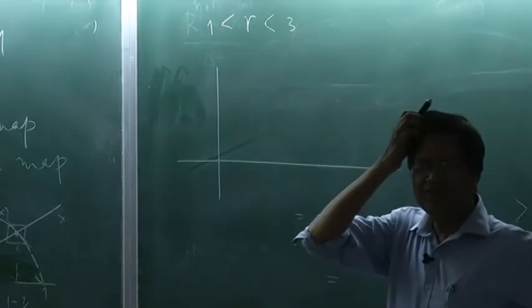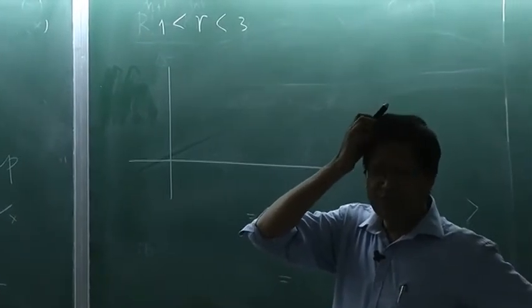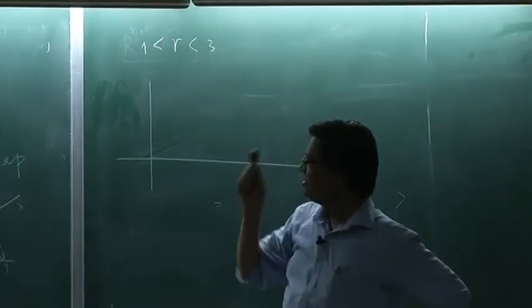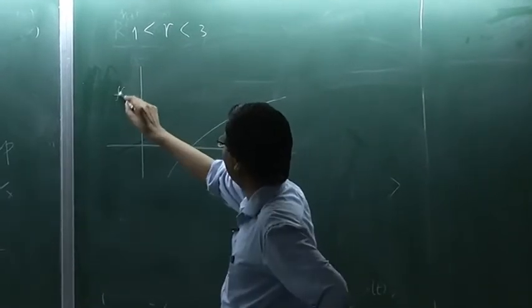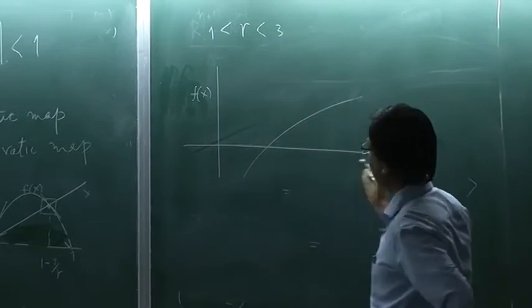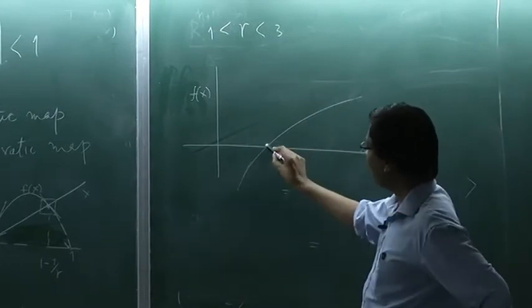Method 2. Method 2 is called the midpoint method. So suppose I have a solution like, I have f of x like this. So this is my root x star.